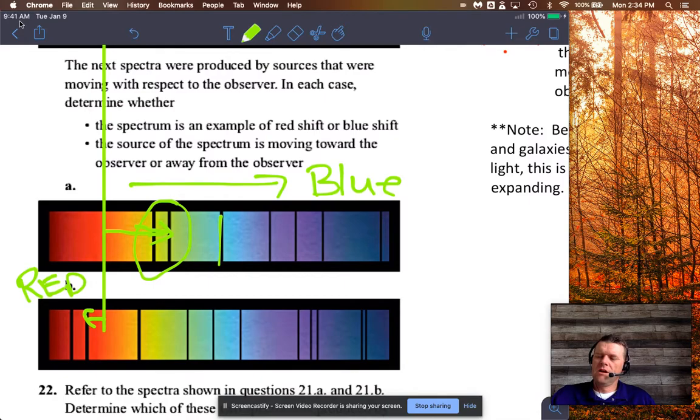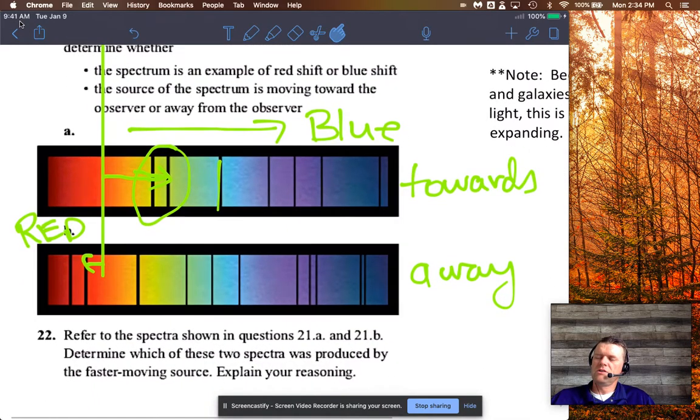It's just that in spectrum A, it has shifted. Everything just moved over towards blue, and then in the other one, it shifted over towards red. So I guess what we should say is that A is moving towards us. Okay. And in B, it's a red shift, so that's moving away from us.